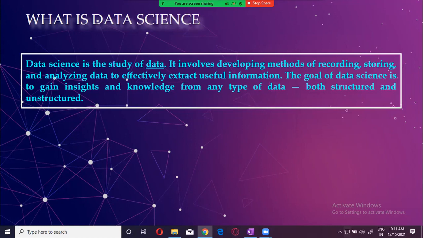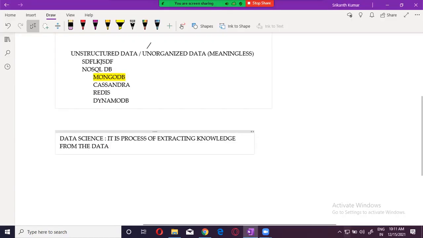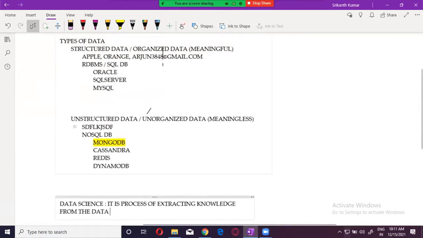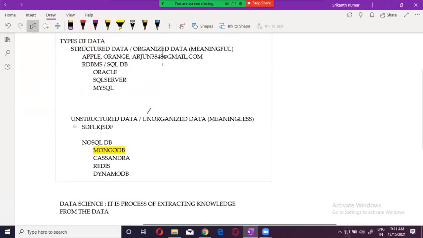What are the types of data? Structured and unstructured. In both cases you will be extracting the knowledge. Now you may get a question: if normal data is there, we can extract the knowledge from the data. How will you extract it from this? This is an example of structured data. You can extract knowledge from this, no problem about that.